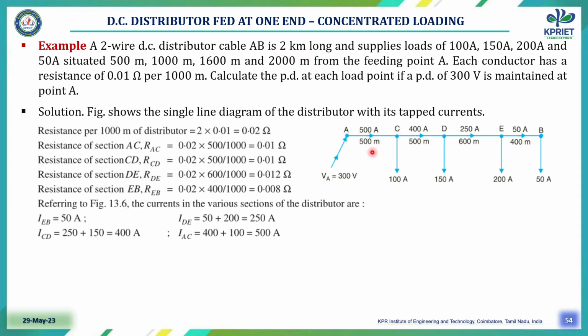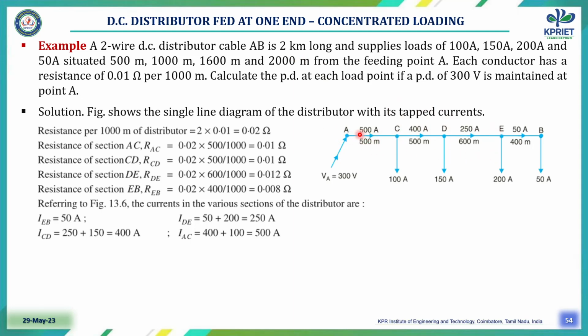Then we have to note down each tapping current with respect to the length. Consider 100 amps tapped at 500 meters. Situated at 500 meters, we have to tap 100 amps. Next, 150 amps at a length of 1000. Similarly, 200 amps tapping is at a total length of 1600 from the feeding point. So each current rating is tapped at its length from the feeding point. Similarly, 2000 meters from the feeding point.